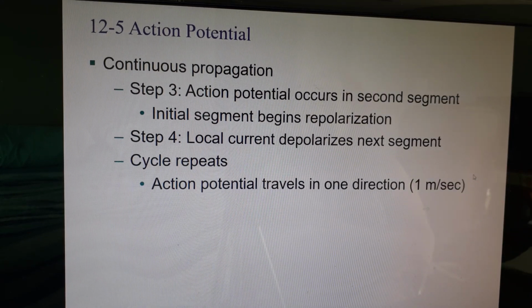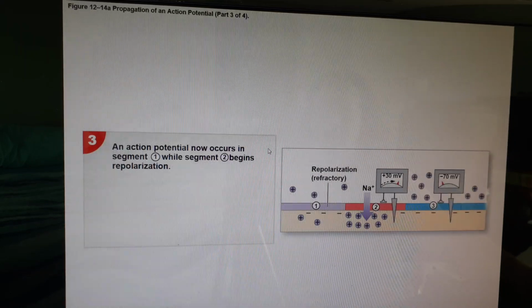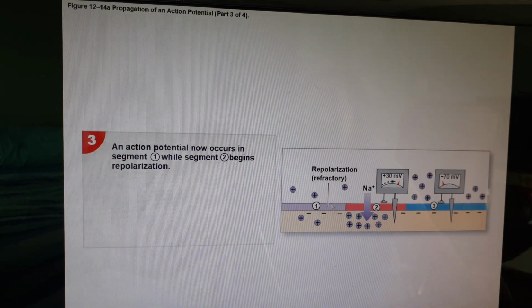Action potential occurs in the second segment, and that action potential influences the segment in front of it. And so we're going to continue going like this. Now, if we allow these to happen in every segment of the axon, it goes in one direction and it travels about 1 meter per second. That's continuous propagation.